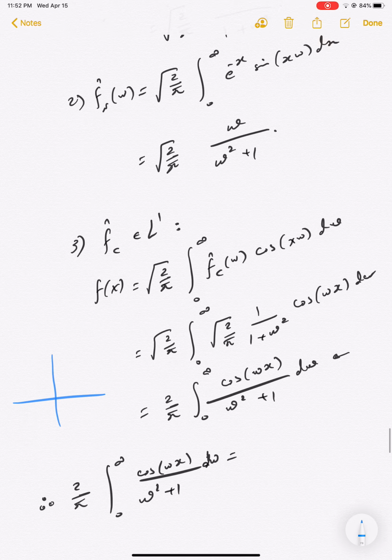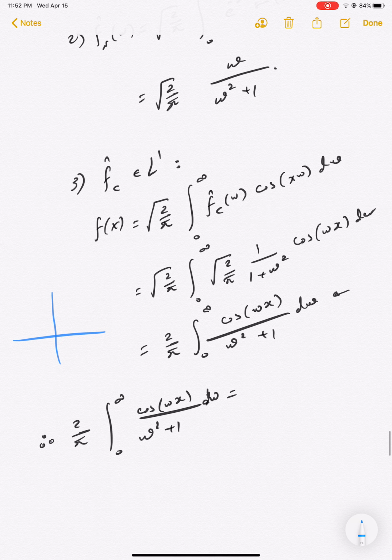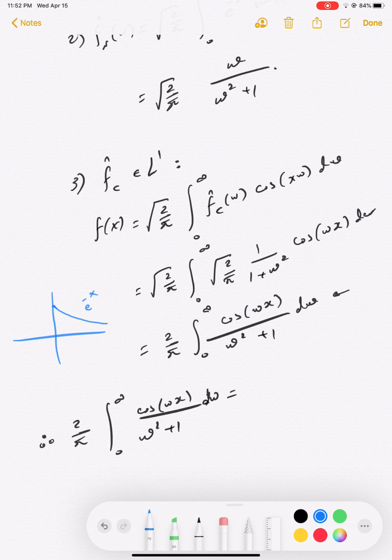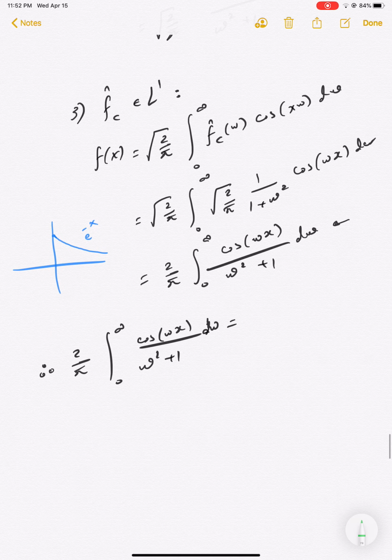So what is my function? In this example, my function is e to the minus x. So if you draw e to the minus x, this is it. When you talk about the Fourier cosine transform, that means you are looking at this function as an even function. So in case you need the left part of the function, this is it. This is the extension of this function to an even function.